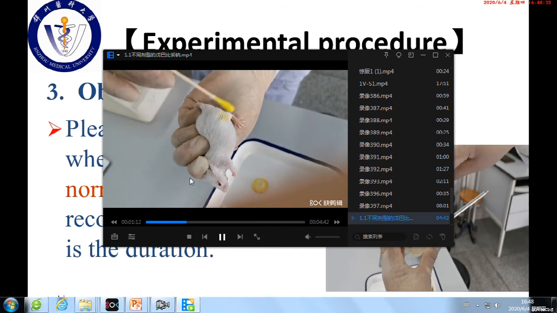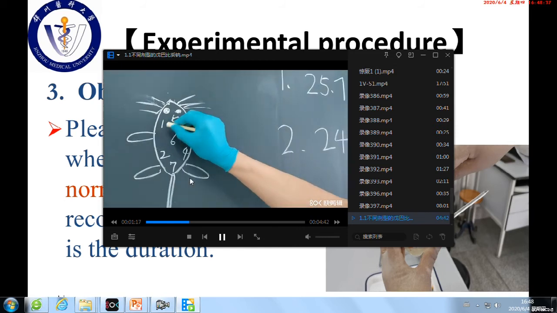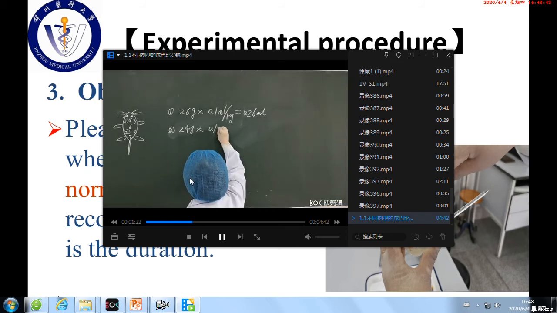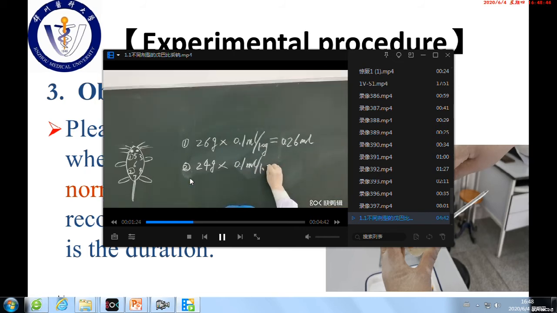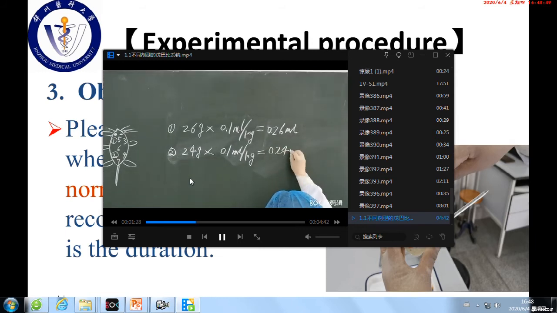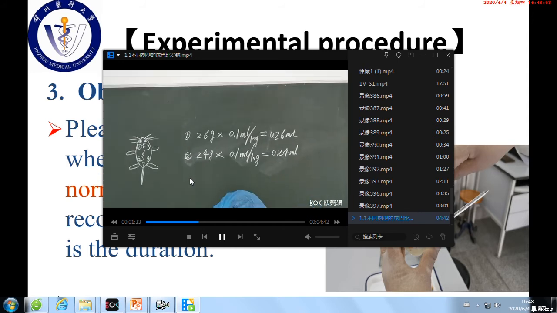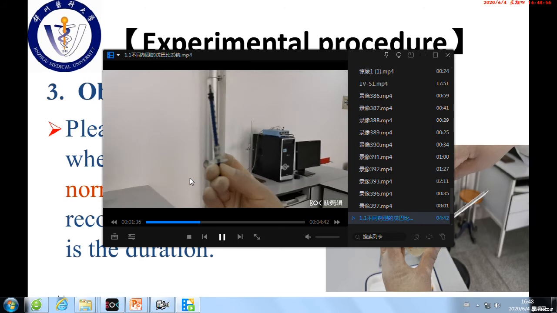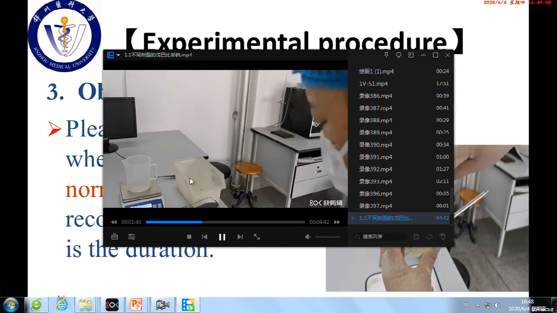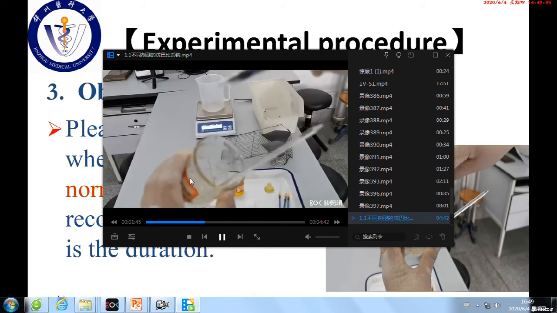Mark it. This is number 2. Number 1, number 2. Mark them at different areas of the body. Calculate the volume of the drug according to 0.1 milliliter per 10 gram, and then take the drug. This injector is for mucilage.